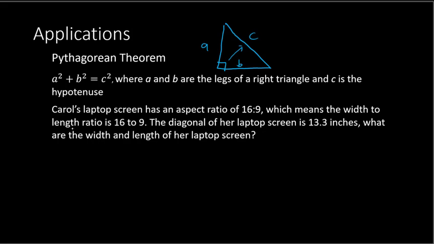For this problem, we are told that Carol's laptop screen has an aspect ratio of 16:9, which means the width to length ratio is 16:9. The diagonal of her laptop screen is 13.3 inches. What are the width and the length of her laptop screen? All right, so a laptop is going to be a rectangle, so it's going to be a rectangular shape. It's going to look like this. The diagonal, across like this, is going to be 13.3 inches. That was given to you.